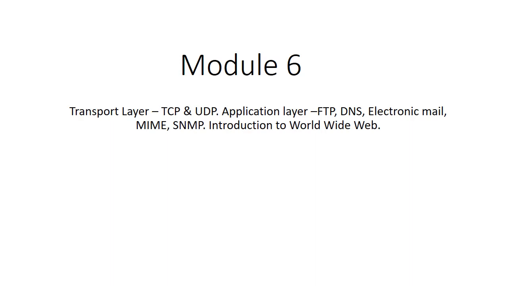Today we are going to start with our module five. The main topic which we are going to discuss in this module are two transport layer protocols, TCP and UDP, and in the rest of the module we will discuss application layer protocols like file transfer protocol FTP, domain name service DNS, electronic mail, MIME, SNMP protocol, and an introduction to the World Wide Web.